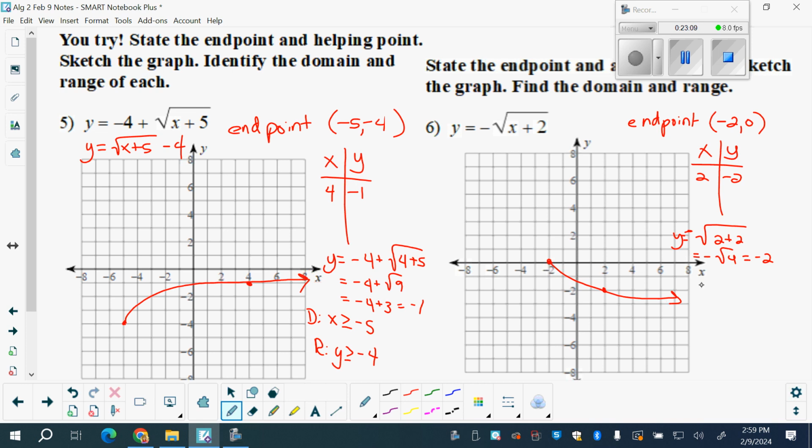So my domain on that is x is, be careful since it's facing down, a little bit different on one of them. So x is, what's this x value? Yeah, -2. So it's going to be greater than or equal to -2. And what's my range going to be? Do the y values go up or do they go down? Down. So it's less than or equal to, and this y value is 0.